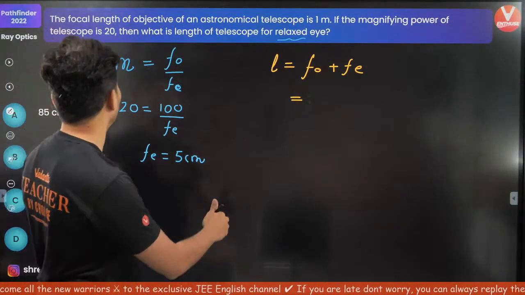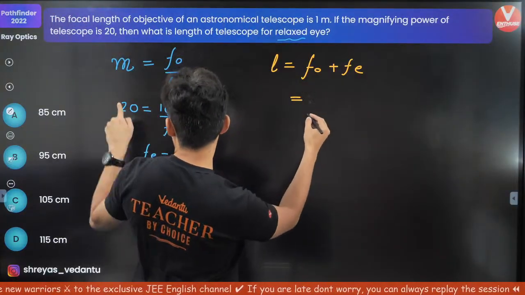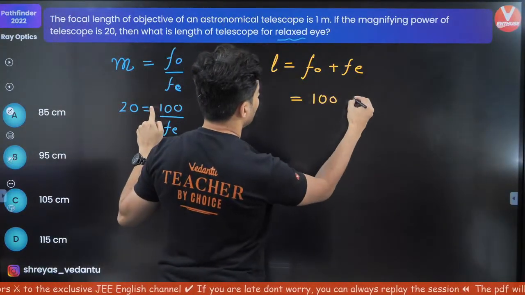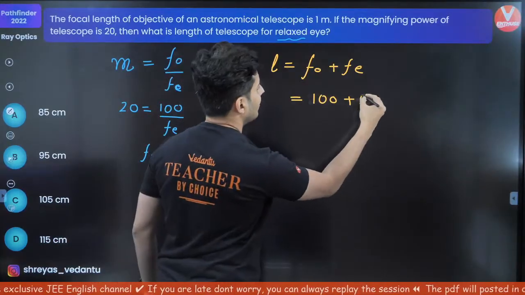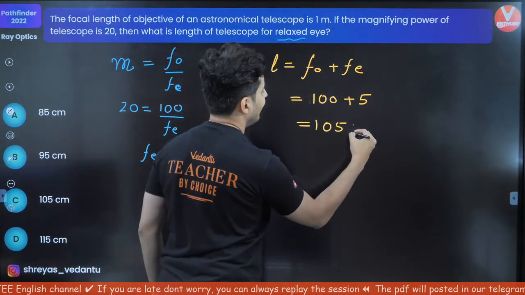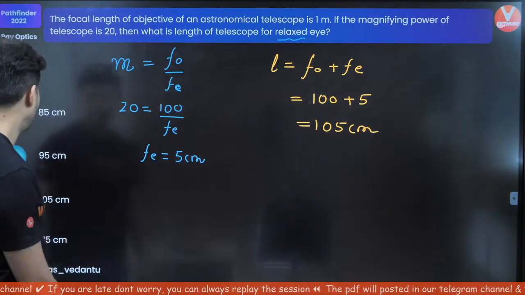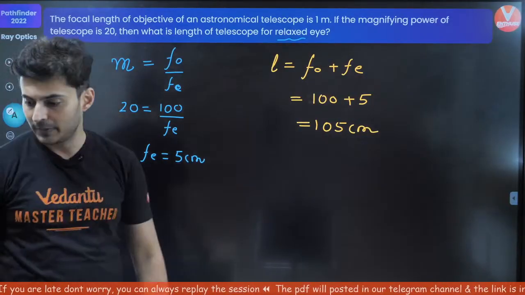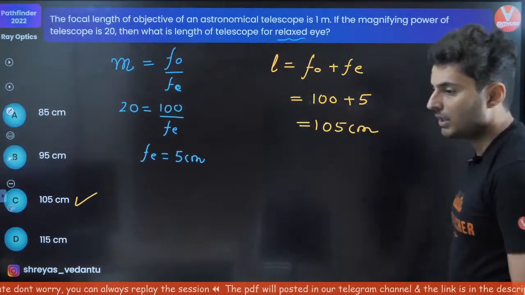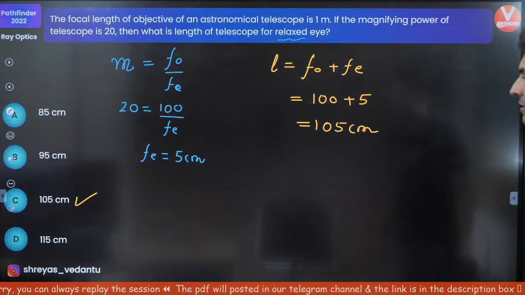So f0 plus fe. f0 is nothing but the objective's focal length, which is 100. Eyepiece is nothing but 5. So this is nothing but 105 centimeters. As simple as that, which is option C. Correct. Very good. So that's how the answer is.